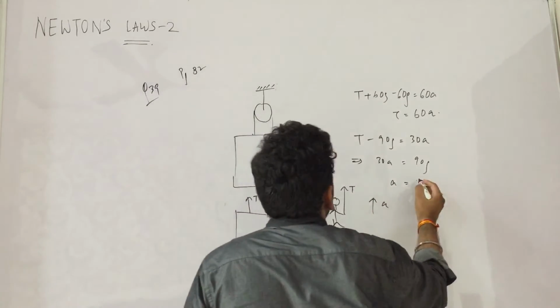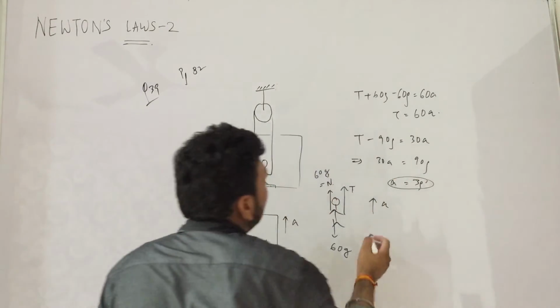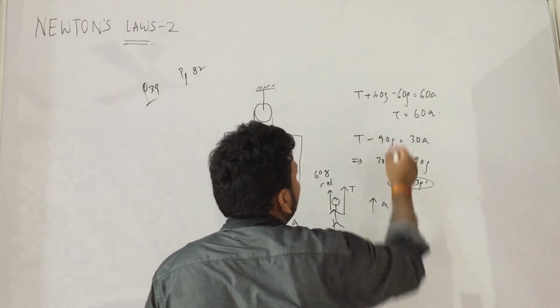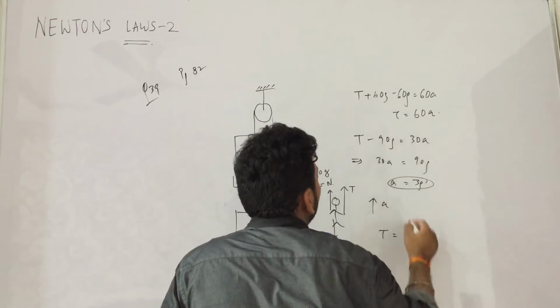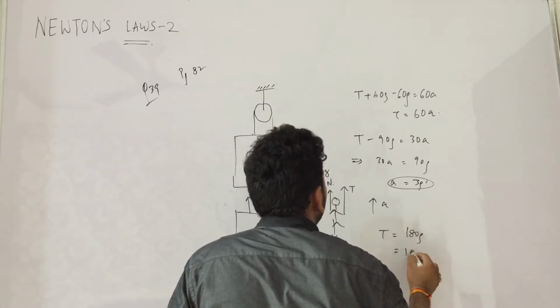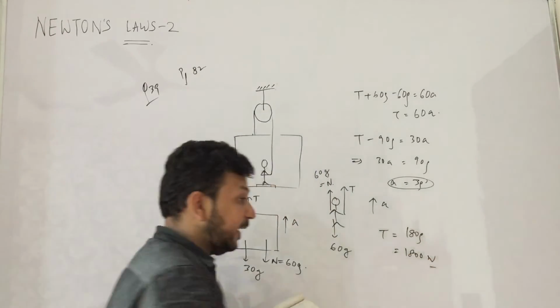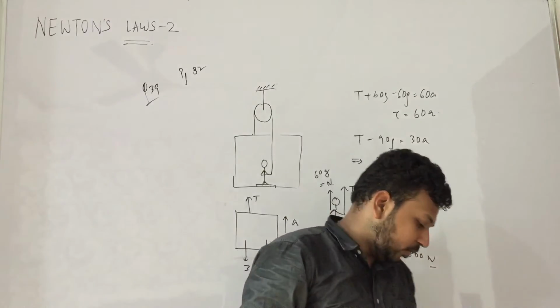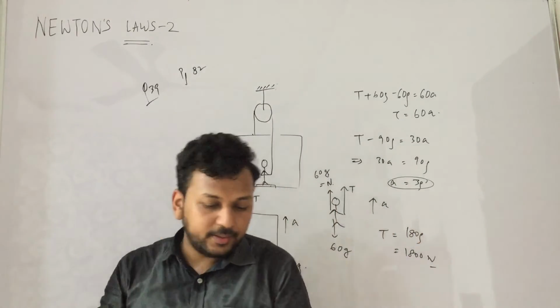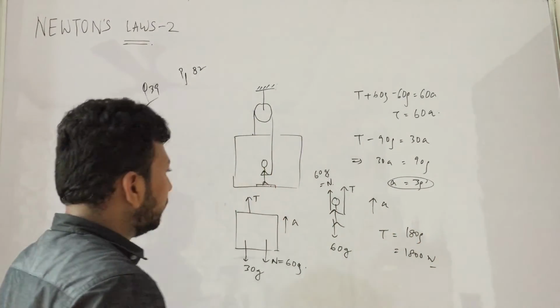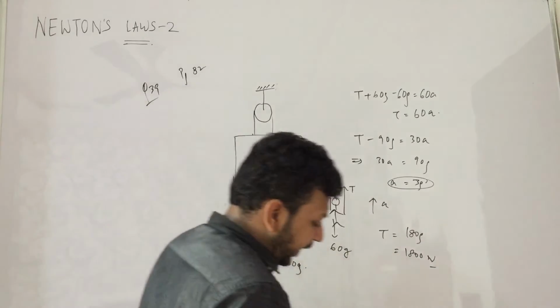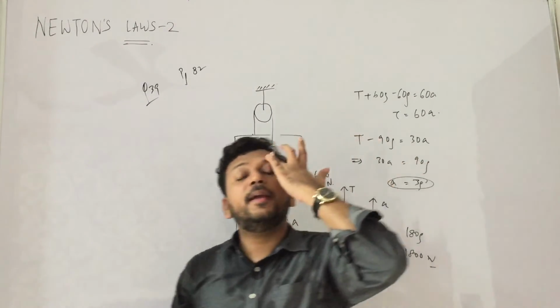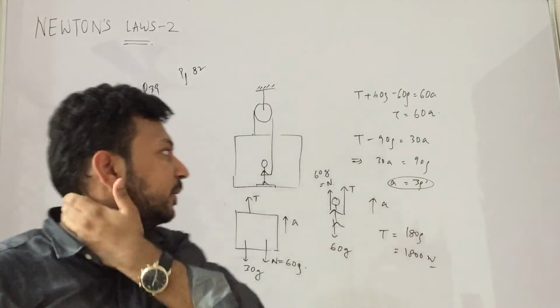3g, and then T comes out to be 180g, 1800 Newton. That means 1800 Newton he has to apply. So let us also check the answer. For 39, yes, it is the right answer. So if 1800 Newton force is applied by him on the string, the actual weight will be shown, yes.